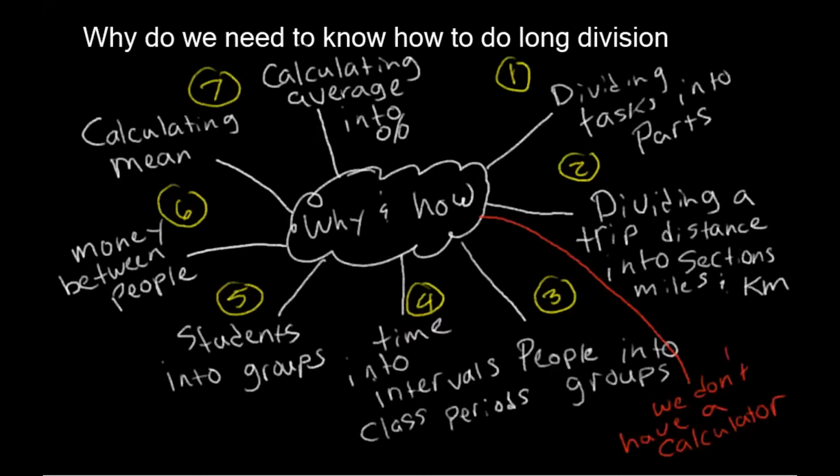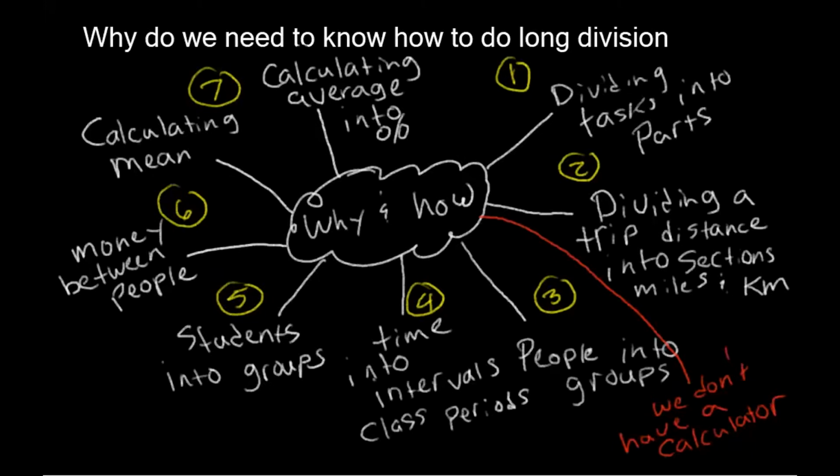Number six, money between people. We always divide money between people. If I have $20 between my wife and me, I'll say, okay, you get 15 and I get 5, because that's fair in her eyes. Ha ha, that's pretty funny. But anyway, we would divide that into two and I'd get 10 and she'd get 10.